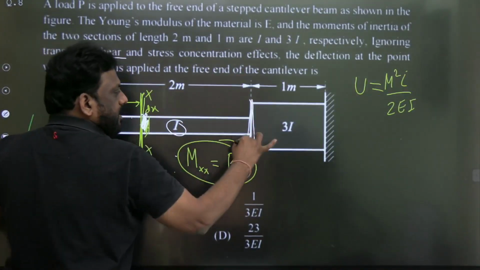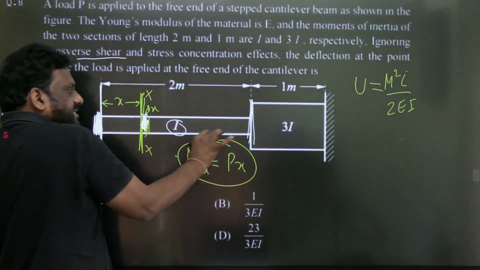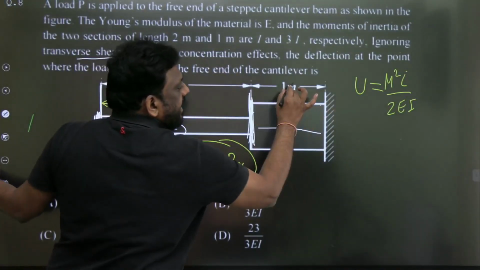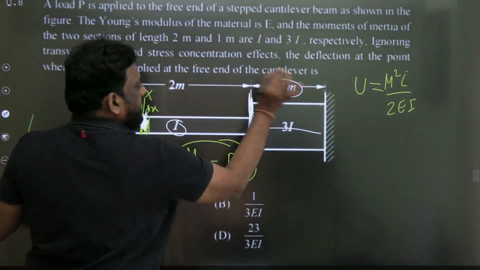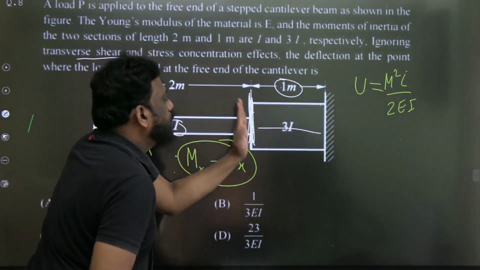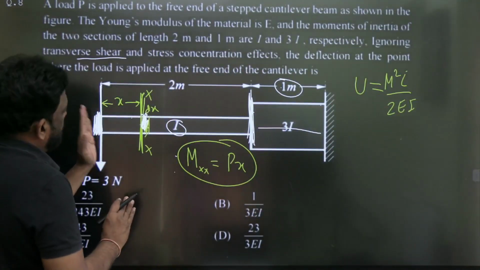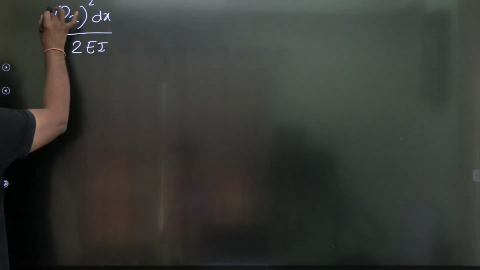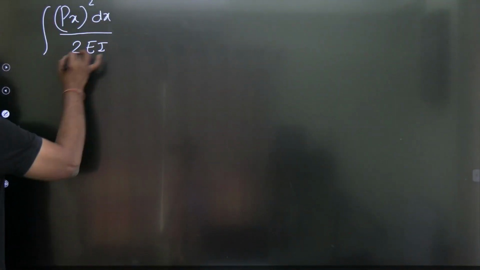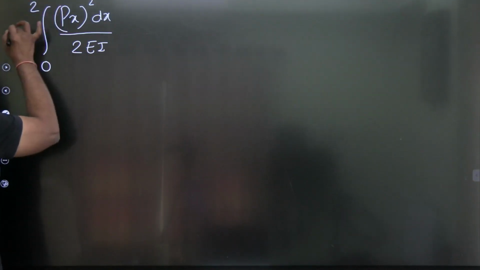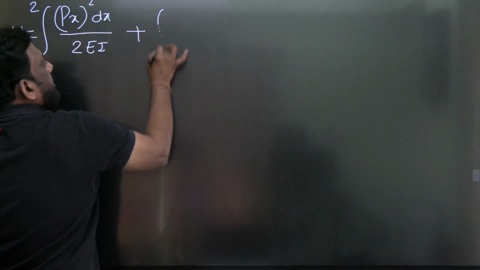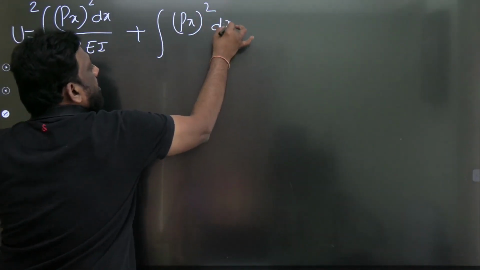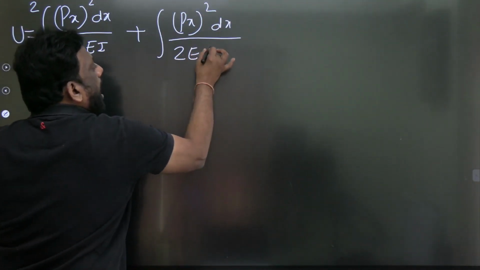But here, what is the value of x? x is increasing. For this section, x is 2 and at this end x is 2 plus 1, that is 3. So for this, the limits are 2 to 3, and for the first section, the limits are 0 to 2. Therefore, I will integrate, with the moment of inertia I, from 0 to 2, M squared, the same bending moment equation, M squared L by 2EI.